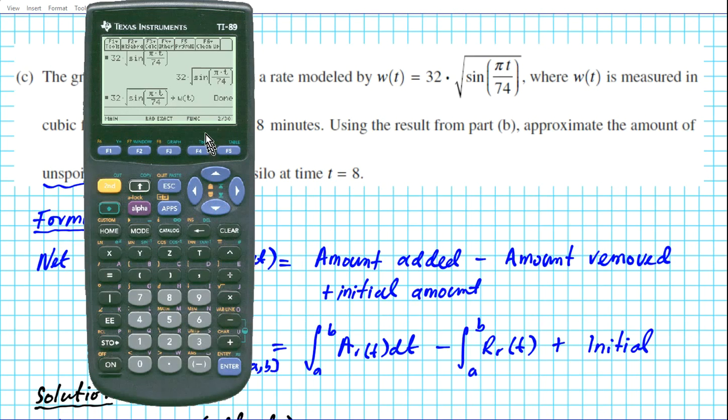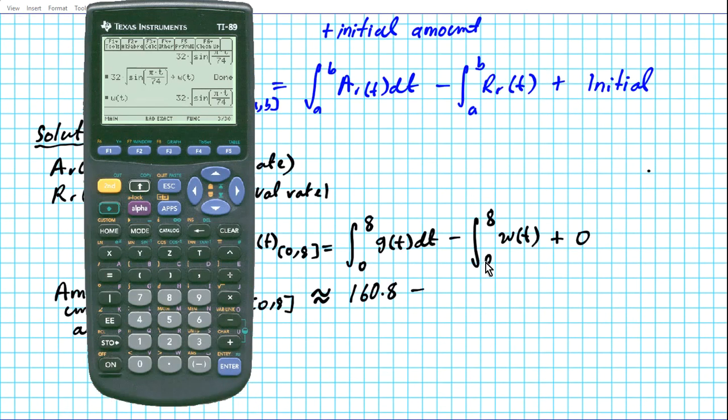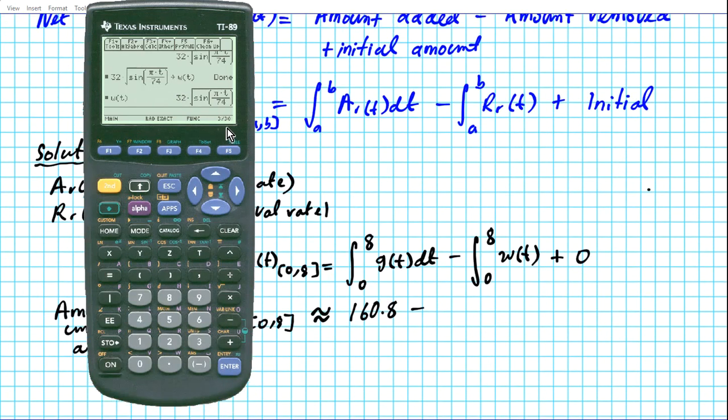Just to make sure that what I have stored is correct, I'm going to call the function w of t and see what entry it returns. Perfect, that's what I want, 32. Now we're good to go. All we are doing is looking for the integral from 0 to 8 of w of t dt.